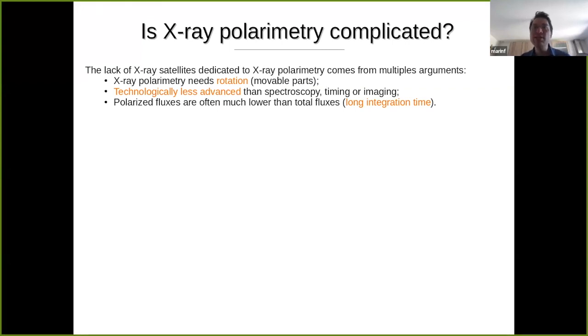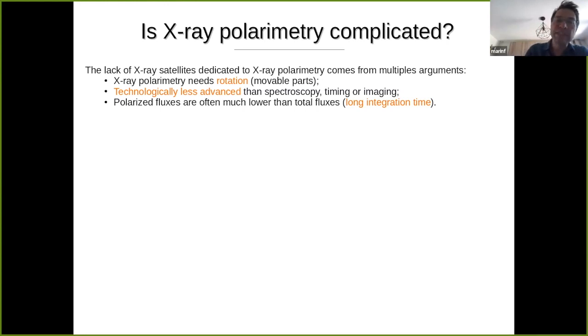But nowadays, X-ray satellites have no need for movable parts, especially a full instrument that is moving. It's easy to do with crystals or with birefringent crystals in the optical band, but it's terribly complicated and expensive in space in X-rays. And what we usually say is that technologically, it is less advanced than spectroscopy, timing, or imaging in X-rays. And that's true. I mean, it has not been developed for 40 years. Of course, X-ray polarimetry is certainly not as developed as those other techniques.